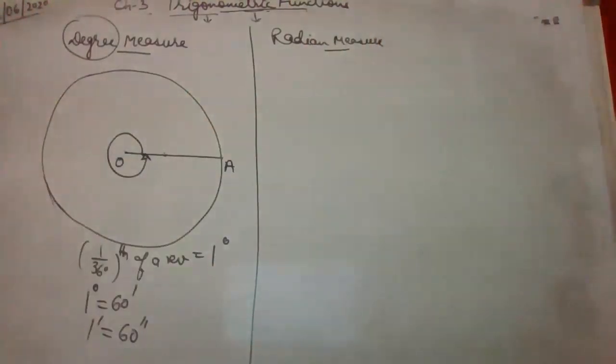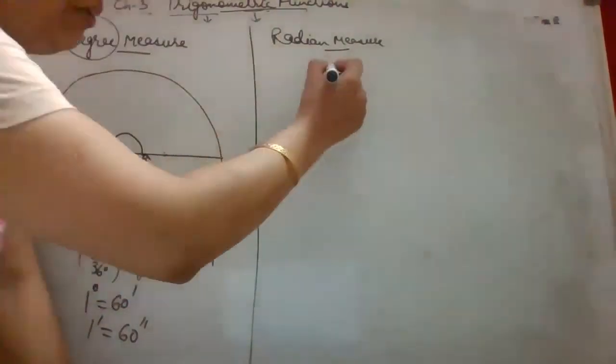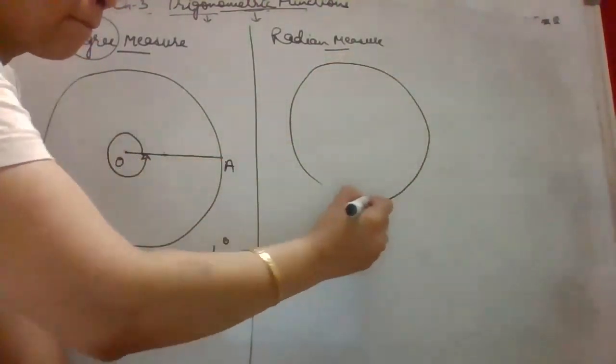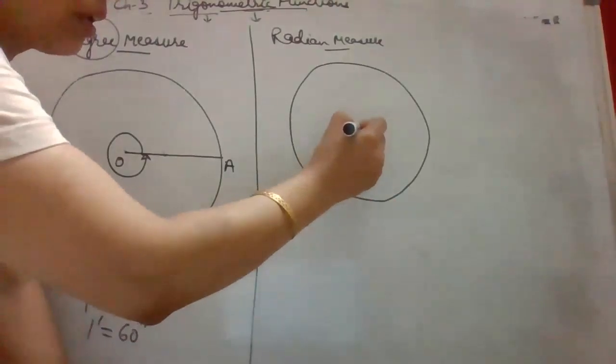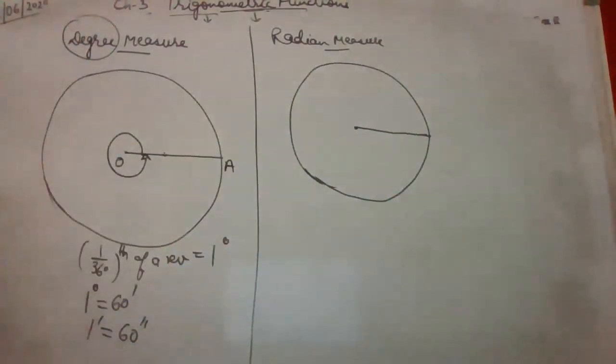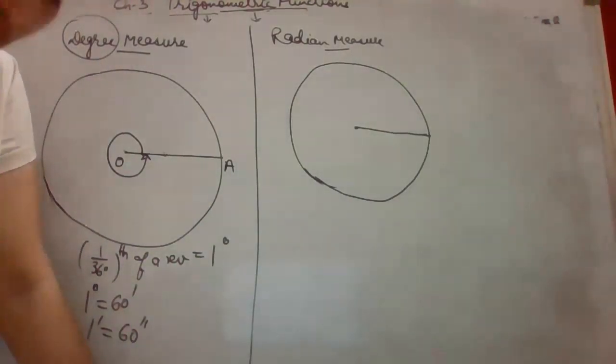Now let us come to radian measure. This is another unit of measurement for an angle. What is 1 radian? Let us again take our circle. How do we define 1 radian? 1 radian is the angle subtended at the center by an arc of length 1 unit in a unit circle.